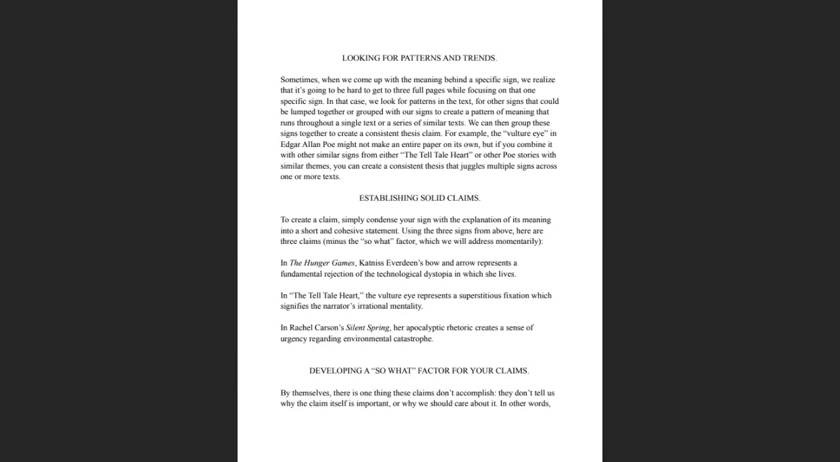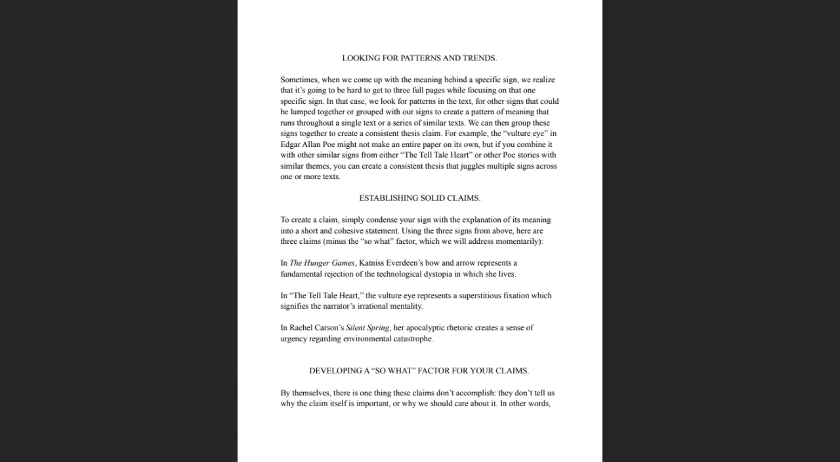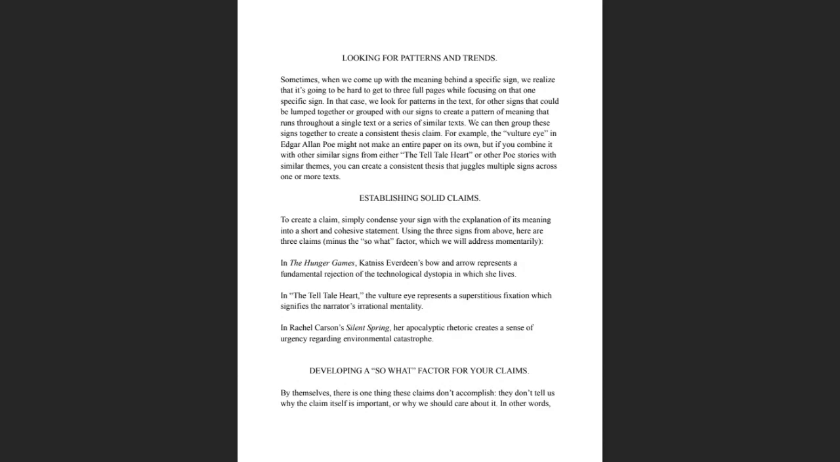So in that case, we look for patterns in the text for other signs that could be lumped together or grouped with our signs to create a pattern of meaning that runs throughout a text or a series of similar texts. We can then group these signs together to create a consistent thesis claim. For example, the vulture eye in Edgar Allan Poe might not make an entire paper on its own, but if you can combine it with other similar signs from either The Tell-Tale Heart or other Poe stories with similar themes, you can create a consistent thesis that juggles multiple signs across one or more texts with a singular analysis in mind, an argument about how all three of those signs sort of fit together, right?